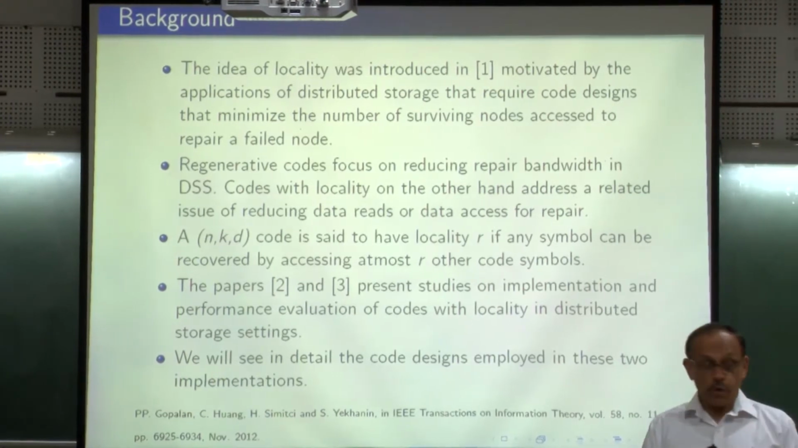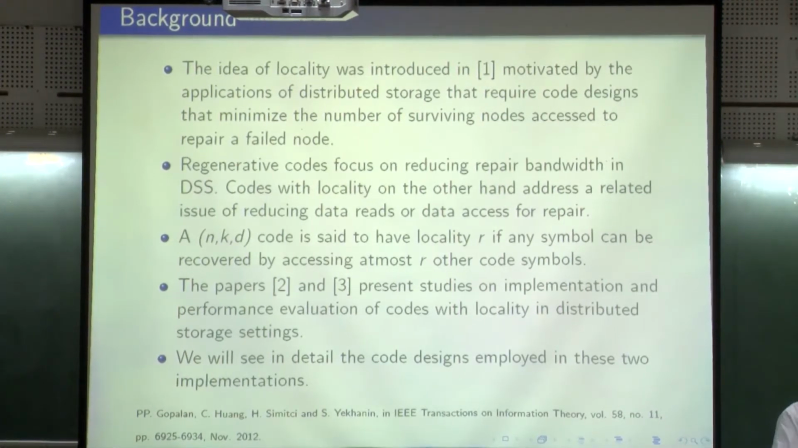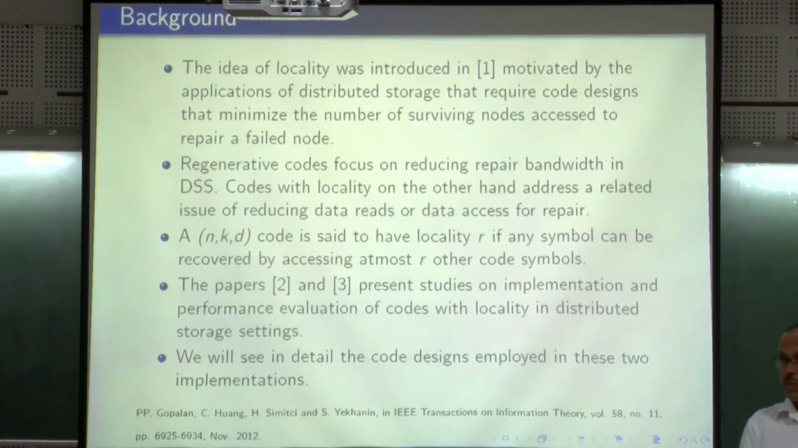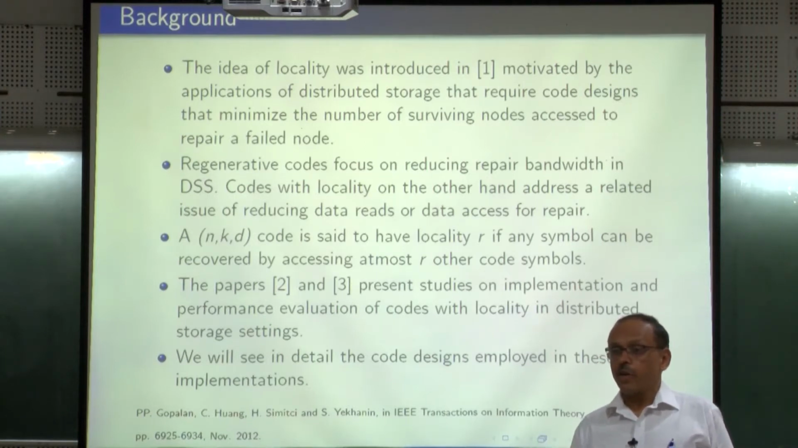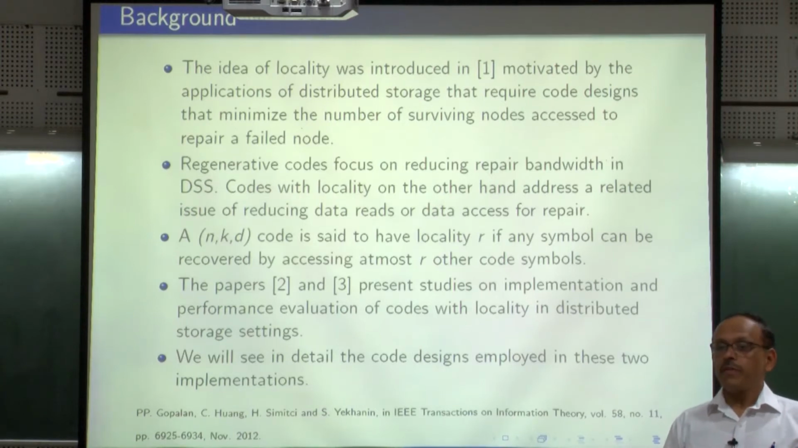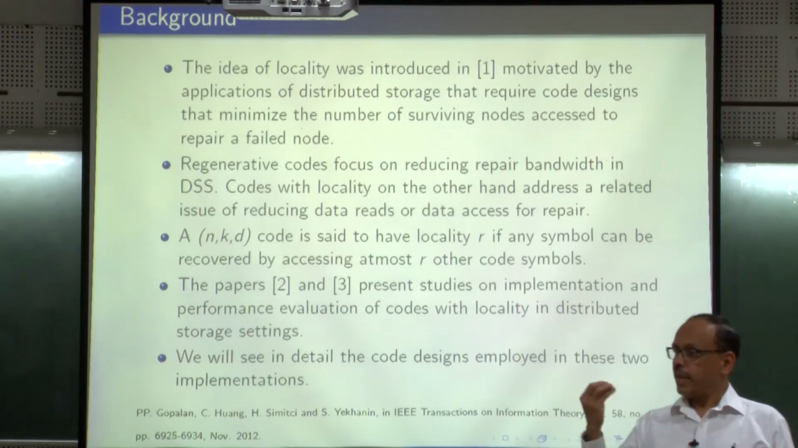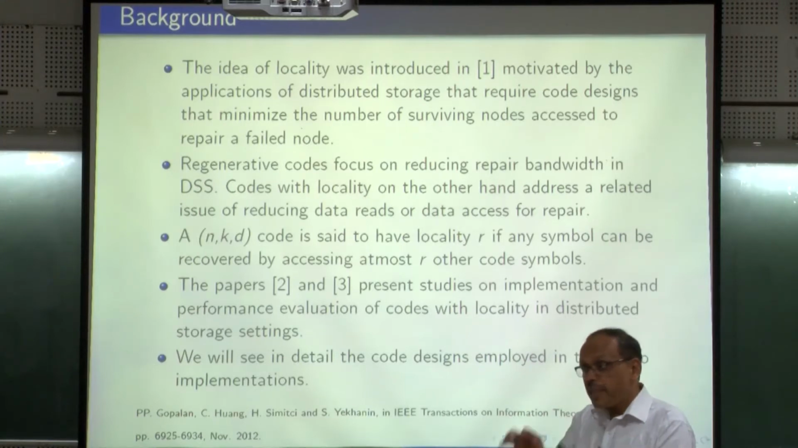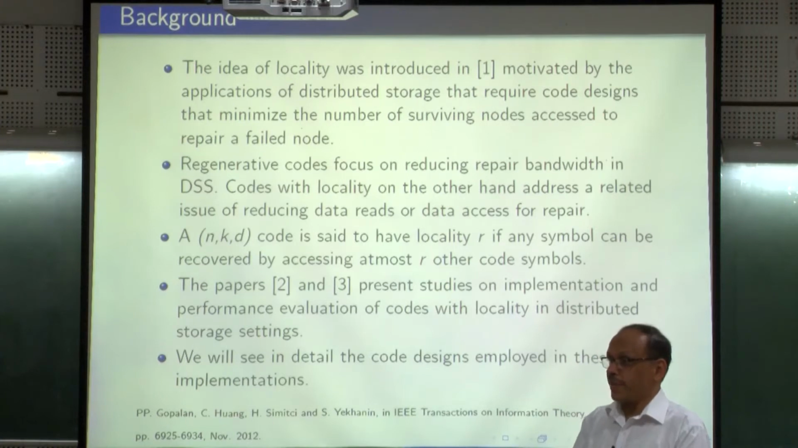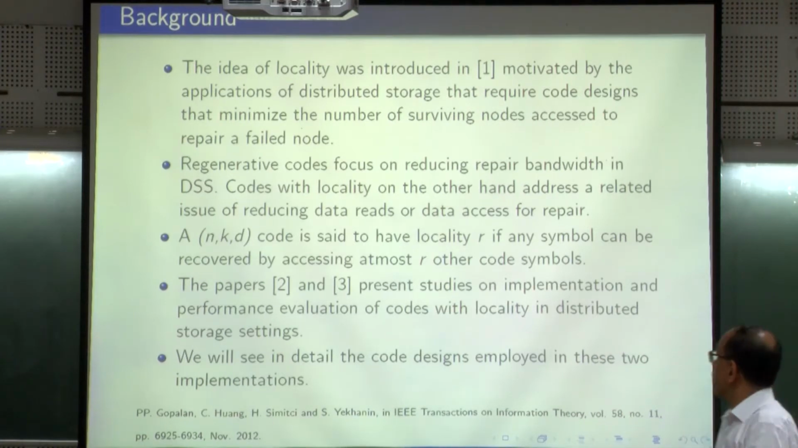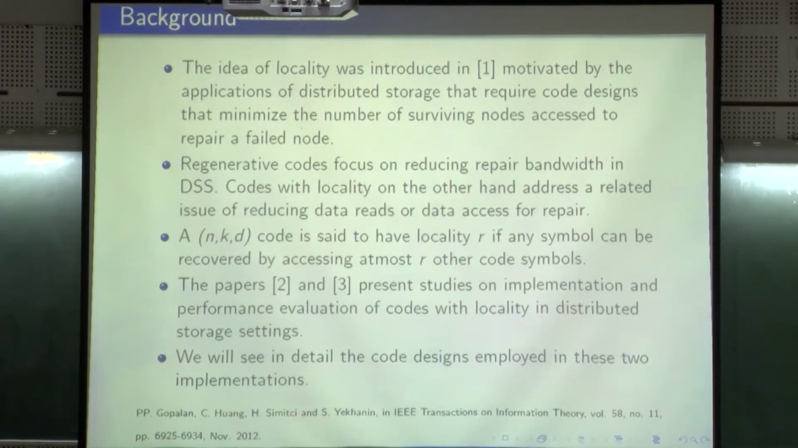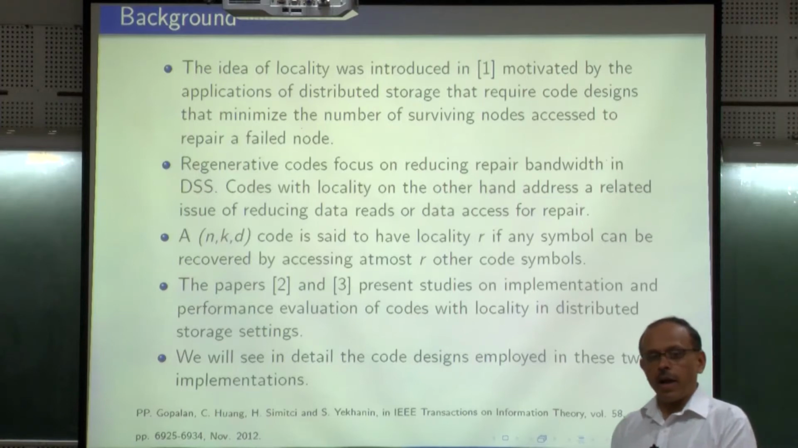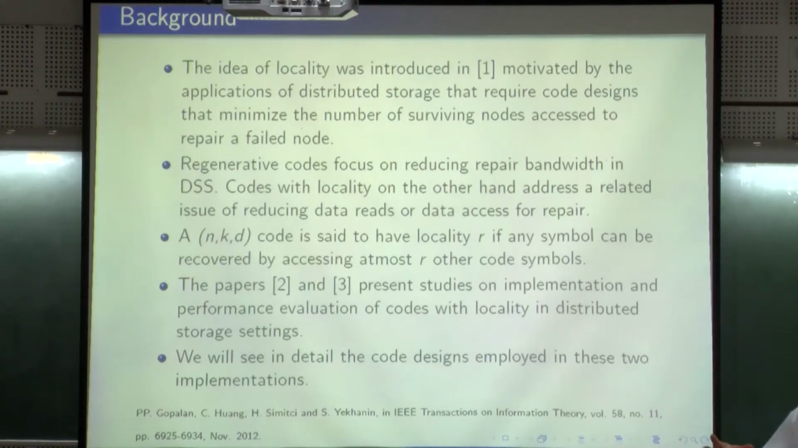On the other hand, when you design a storage system through a practical system like Windows Azure or Hadoop, then whenever data is required from a particular node, it actually calls a read. So if the number of devices that a particular process needs to access for data is minimized, automatically bandwidth is minimized, right? So the second approach: regenerating codes focus on repair bandwidth, while codes with locality address the related issue of reducing data reads and data access. Handling too many nodes adds to the cost, and you want to minimize that.